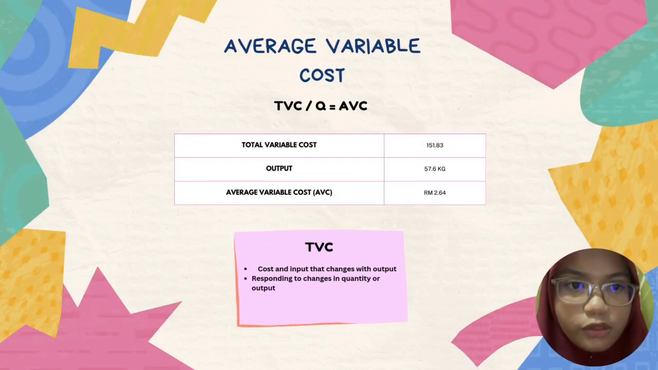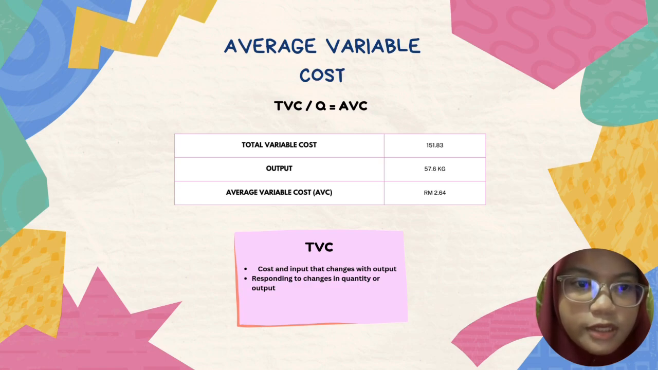Next, we are going to calculate the average variable cost. To find the average variable cost, the total variable cost, which is 151.83, must be divided by the output, 57.6 kg. It will bring us to the average variable cost, AVC, of 2.64 ringgit. What is TVC? TVC is the cost and input that changes with output, responding to changes in quantity of output.